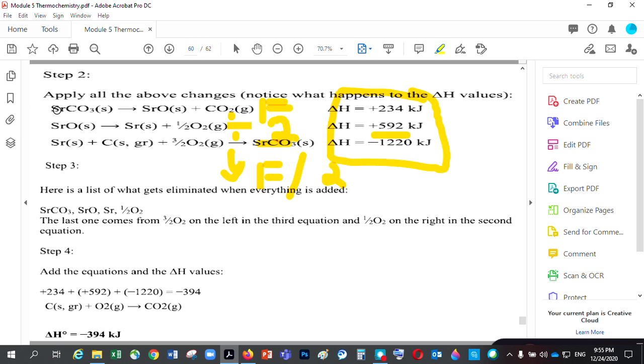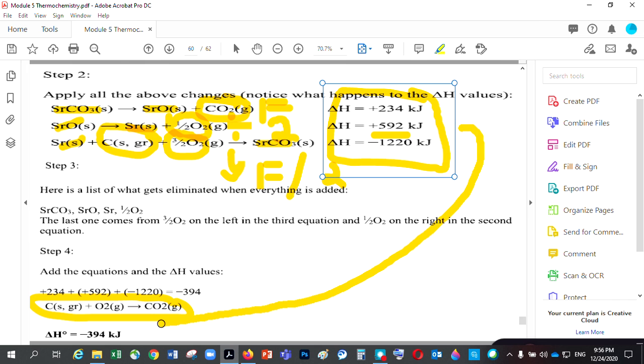Strontium carbonate with strontium carbonate cancel out. Strontium oxide with strontium oxide cancel out. Strontium solid with strontium solid. The only thing left is this, correct? And the product is this, and the reactant is this here. You add the oxygen, and this is the equation itself. When you add all those up, you end up with the value of minus 394 kilojoules, and the reaction is said to be an exothermic reaction.